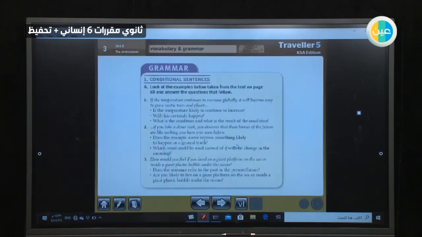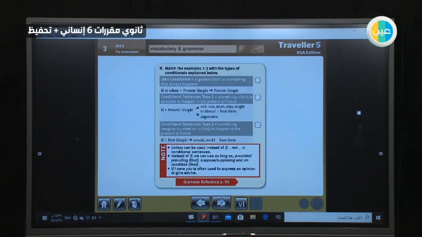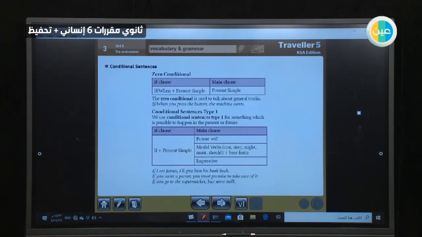Let's go for more explanation for the same rules. Zero conditional: if, or when, they are doing the same, plus present simple, and the second part, which is the main clause, is present simple. If or when you press the button, the machine starts. When you press the button, the machine starts.